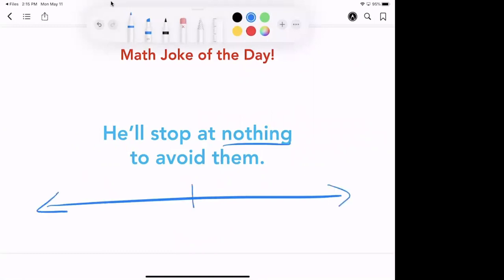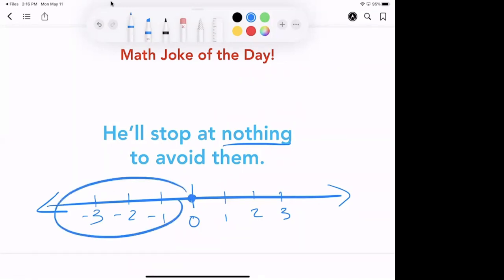So let's say here's a number line, and here's 0, 1, 2, 3, and so on. And over here is -1, -2, -3. Well, he'll stop right here at nothing to avoid the negative numbers. So if he was walking down the number line, he'll stop at nothing right here at 0 to avoid the negative numbers. Not bad, but I do like your positive jokes as well.